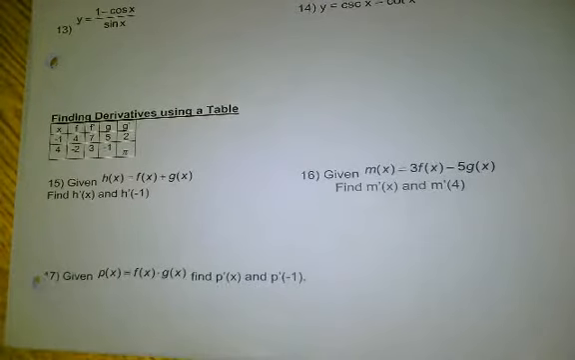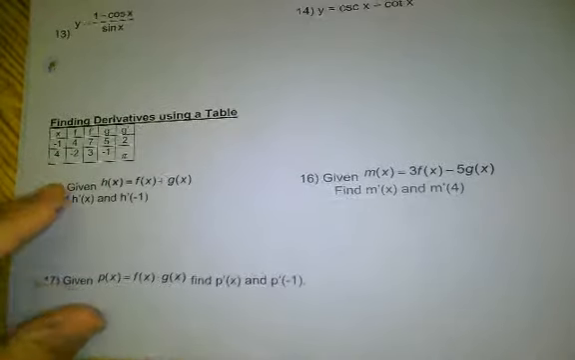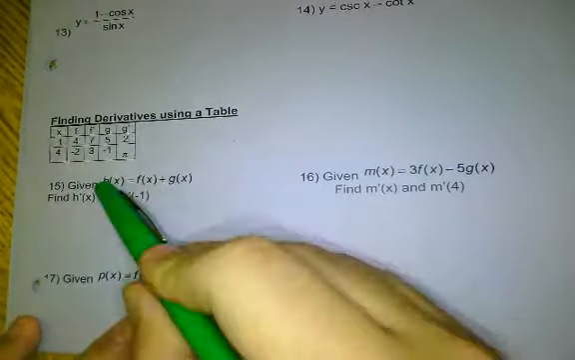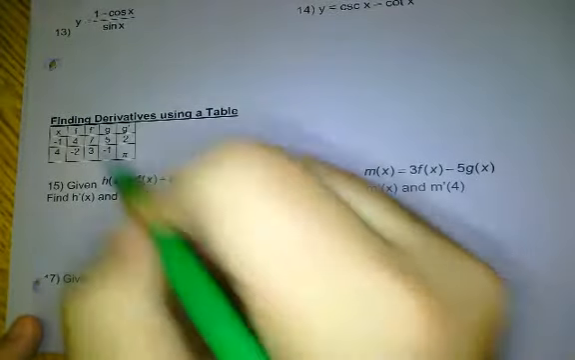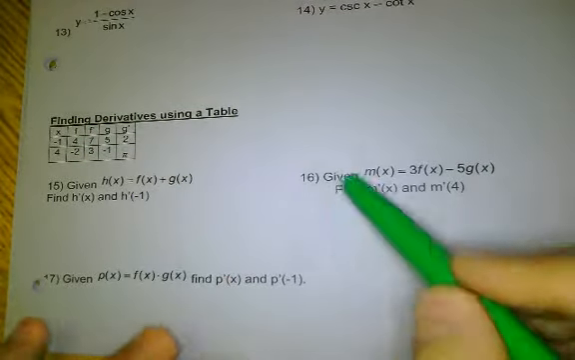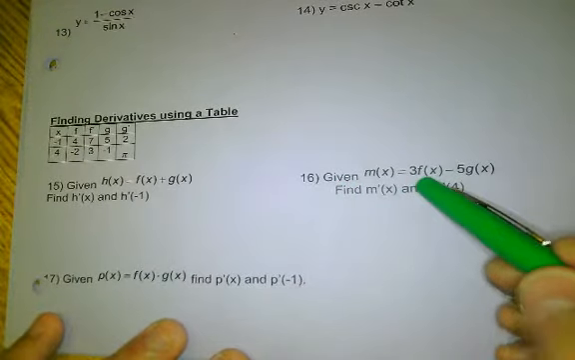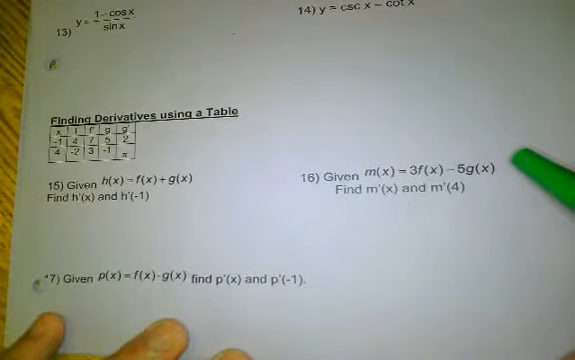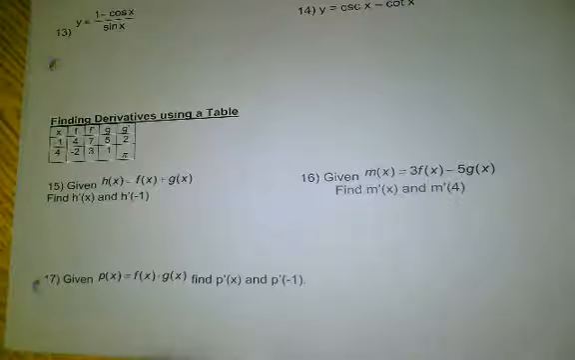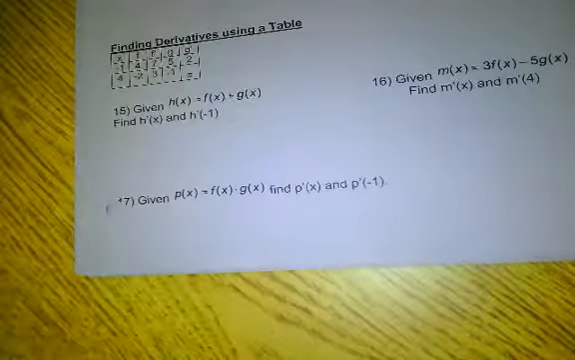So again, I don't really see a lot of value in doing 15, because that's just h prime is f prime plus g prime, and you just plug in the numbers at -1. For 16, that's just 3 f prime minus 5 g prime, and you just plug in a 4. So it's not that hard. So let's go ahead and do 17. I see a lot of value at 17.